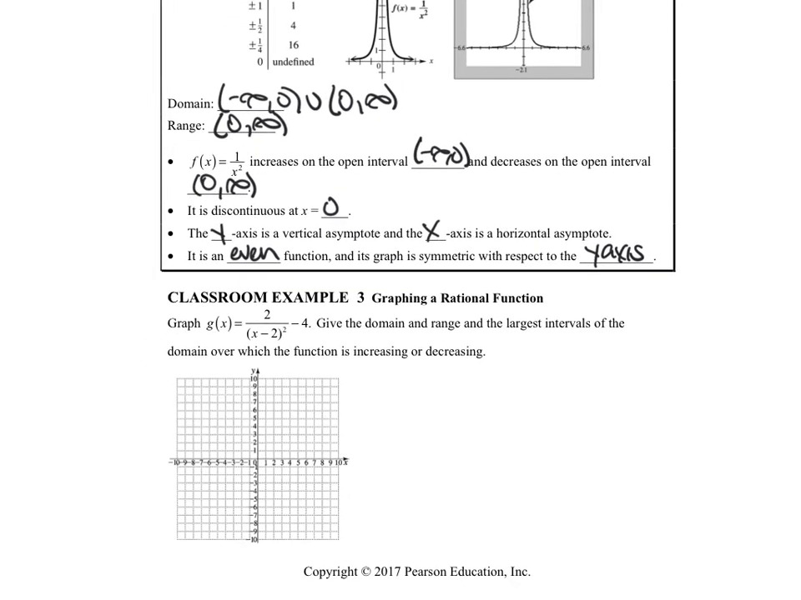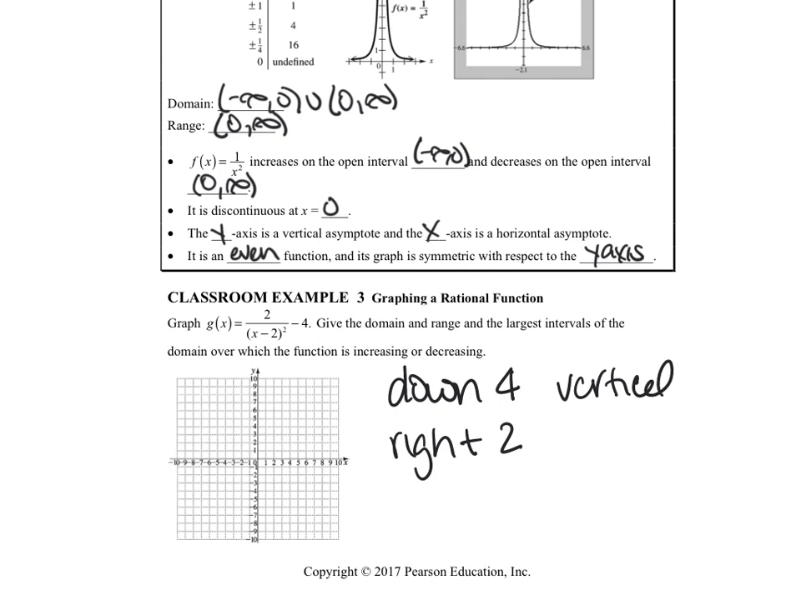So like this one, you're going to just use all of your transformation rules. So the negative 4 means that the graph is going to go down 4. The minus 2 means it's going to go right 2. So in the homework, you're just going to say a vertical shift of negative 4 and a horizontal shift of 2.